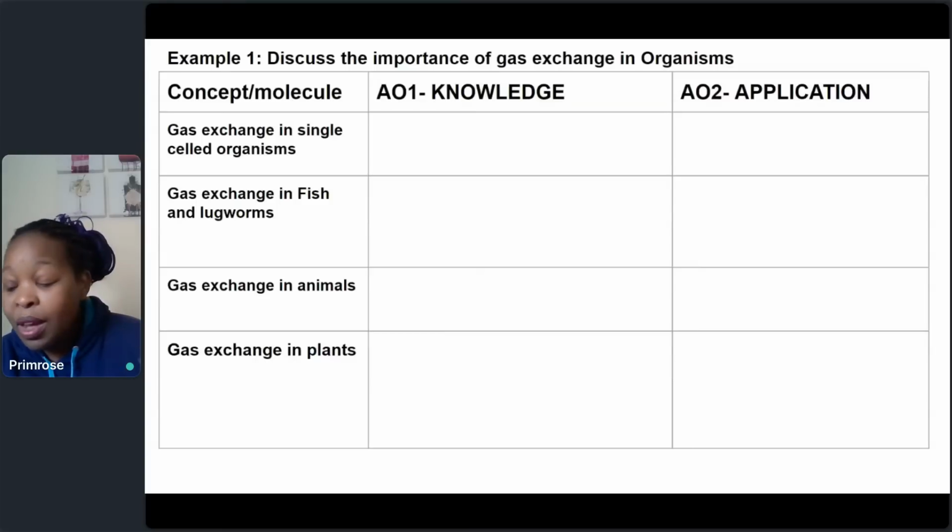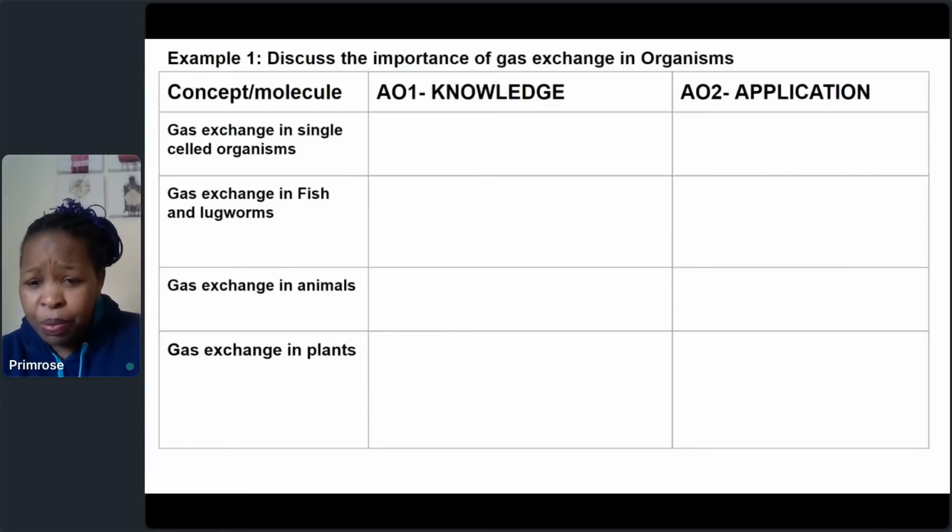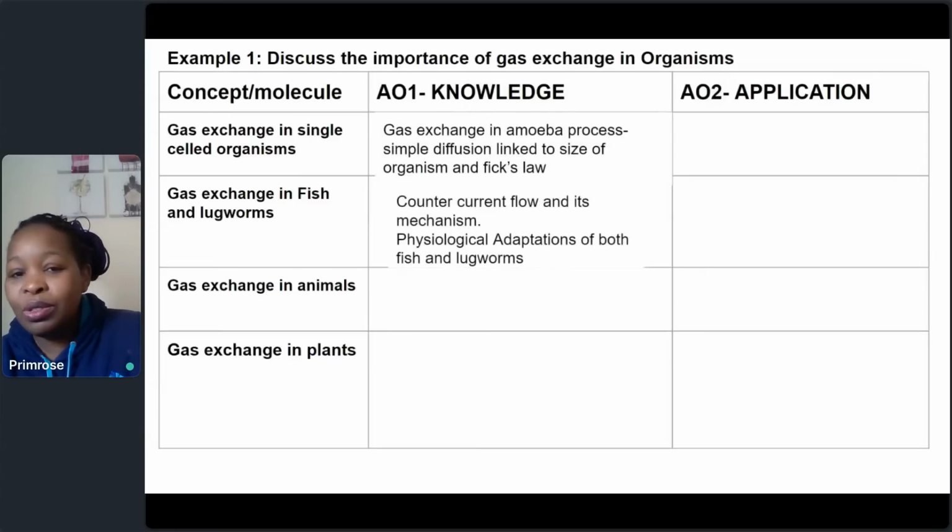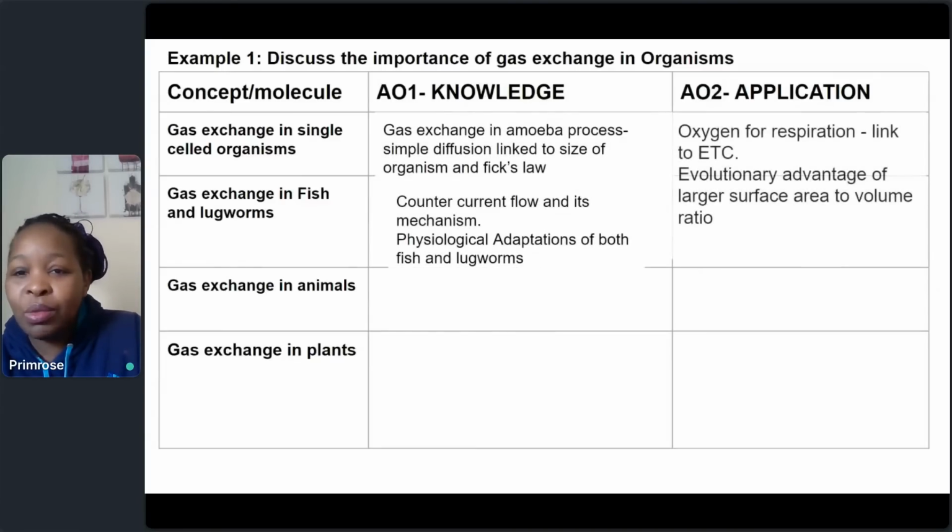And then plants is a really important one because then you can link in the between part. So gas exchange is important in plants. Why is that important? Well, it links to animals as well, because plants give us the glucose that we need for respiration. So then what is the knowledge? The knowledge is where most students get marks. The application is where they fail to make the links.